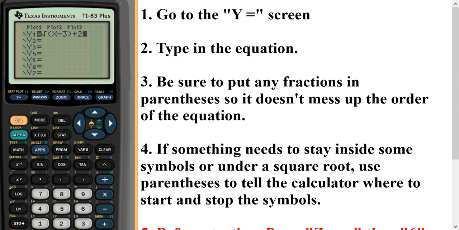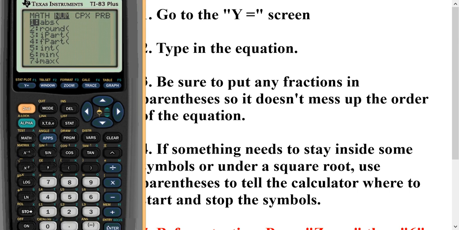Something else you can do is, if you have absolute value, you can go to that function which is under math, and then if we arrow over to the number screen, the very first one is absolute value, and so you need to hit enter. And then let's say that I wanted the absolute value of x plus 5, and so I would type in x plus 5, and then I would close my parentheses to show that that's where the absolute value symbols stop. And then I would put in minus 3 or minus 1 or whatever is outside the symbols. So those are just some basic things.